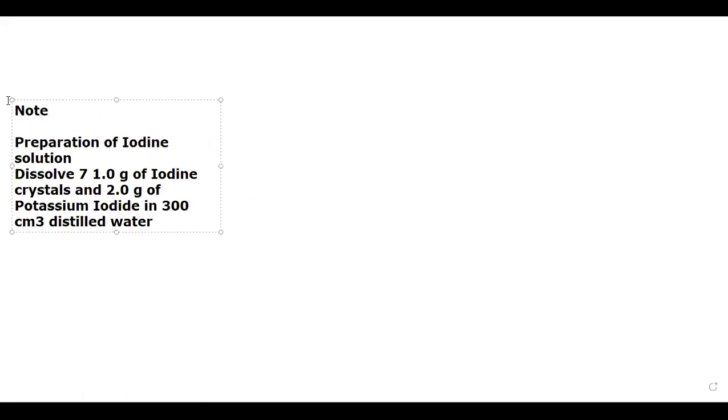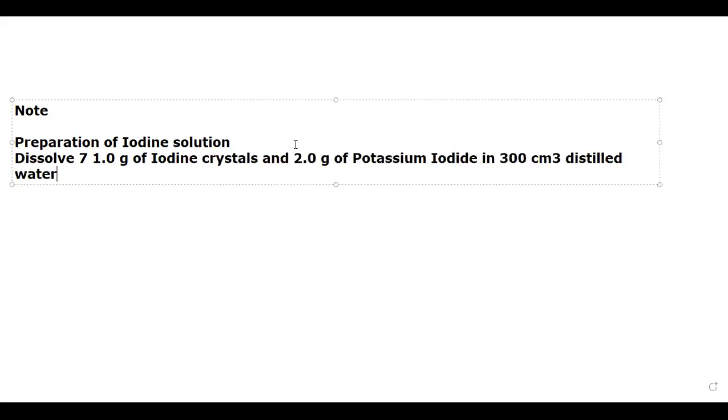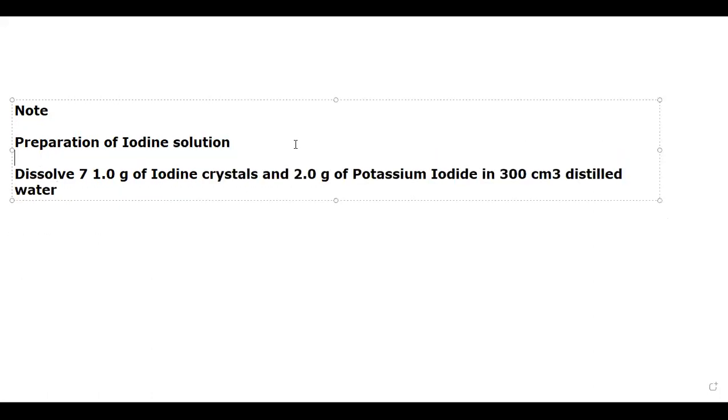And finally, a note for you. The note is also a practical part. What is the heading? Preparation of iodine solution. Take 71 gram iodine crystals. 71 gram, bigger number. Understood? 10 gram, 3000.